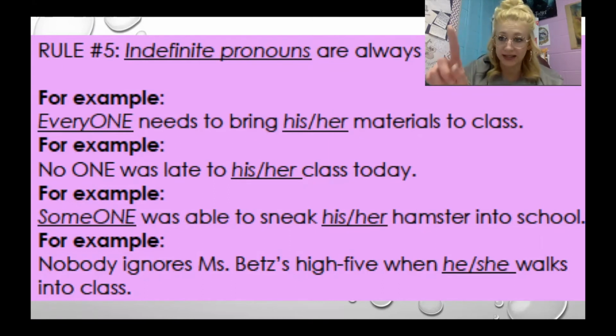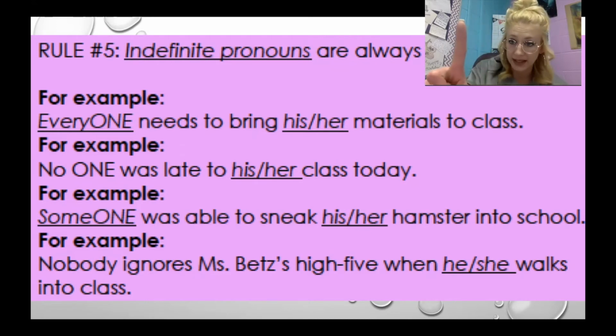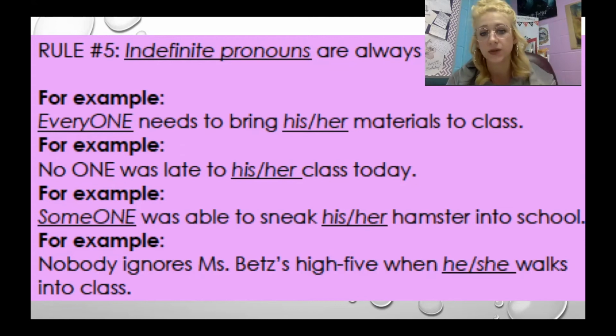Every one person individually needs to bring, since a class is made up of girls and boys, we're going to say his or her materials to class. A lot of people get these mixed up and they say everyone needs to bring their materials. There is plural, and we're talking about every one person, singular. Another example, no one was late to blank class today. No one was late to, no one person was late to his or her class today.